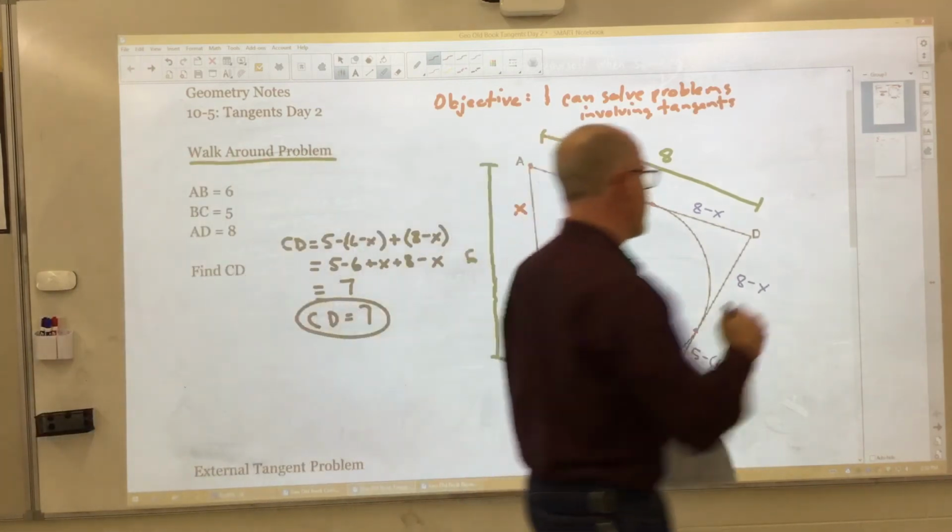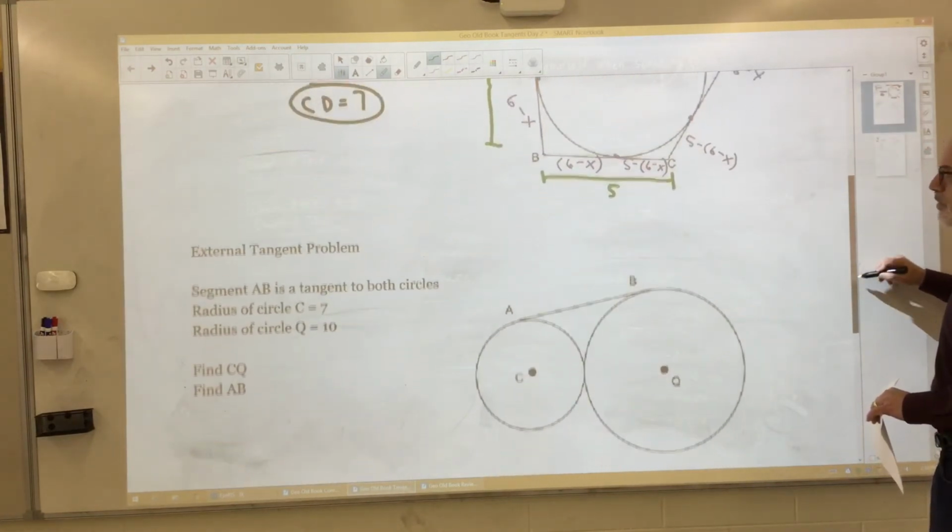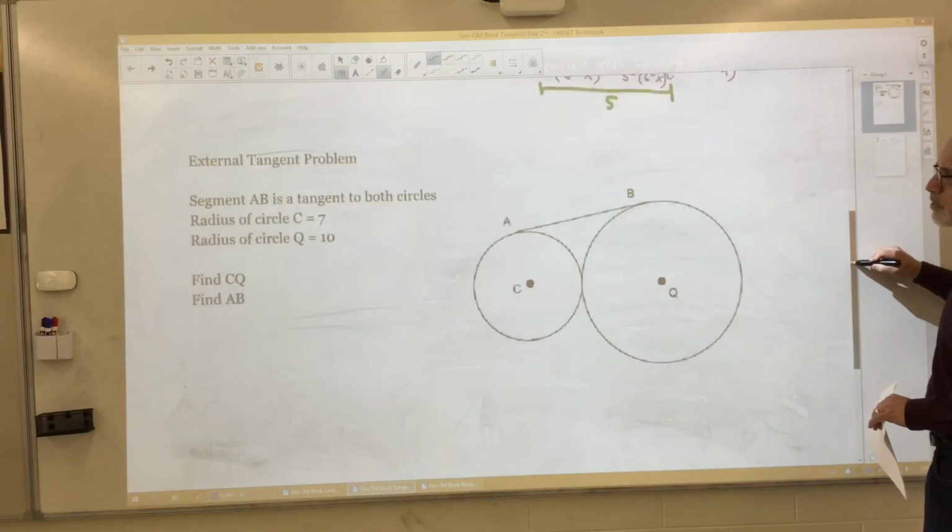This one is going to be a little different than the walk-around. This is another common type of problem called an external tangent problem.